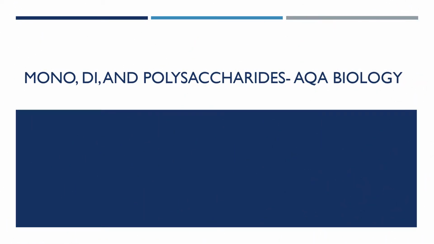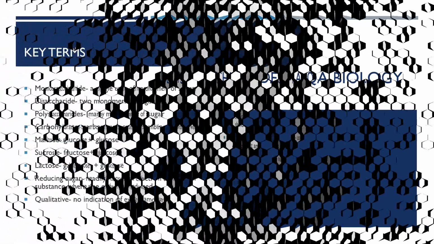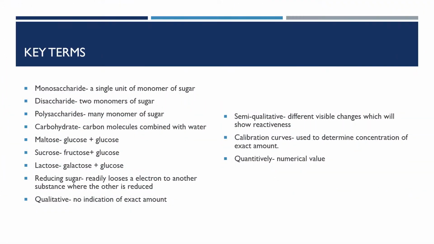Mono, di, and polysaccharides, AQA biology. There are a few more key terms than the last video, but once you get your head around it, it's not that much. Like in the last video, we described what a mono, di, and poly was. Now, saccharide just means sugar. So one monomer of sugar would be a monosaccharide, and so on for the rest.